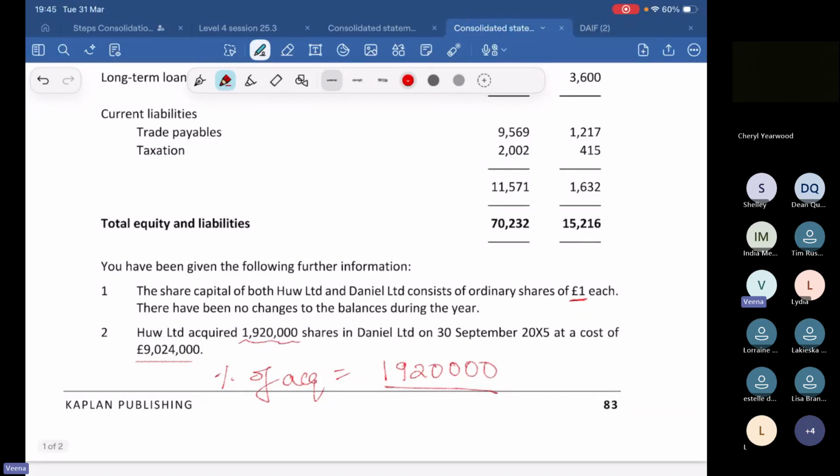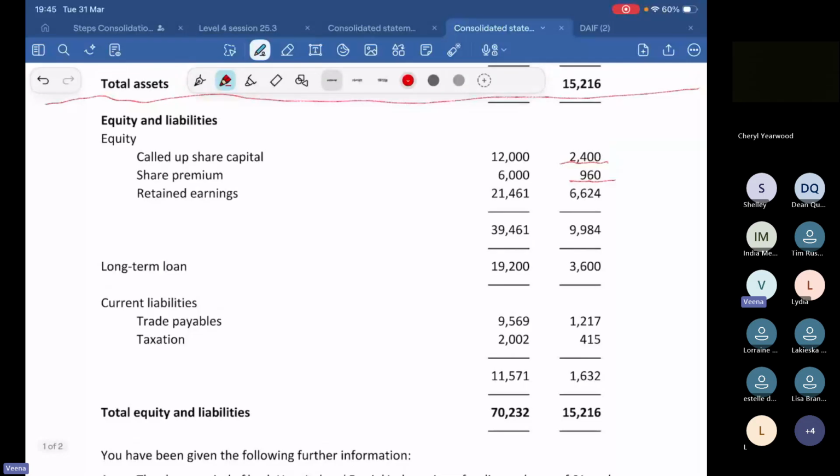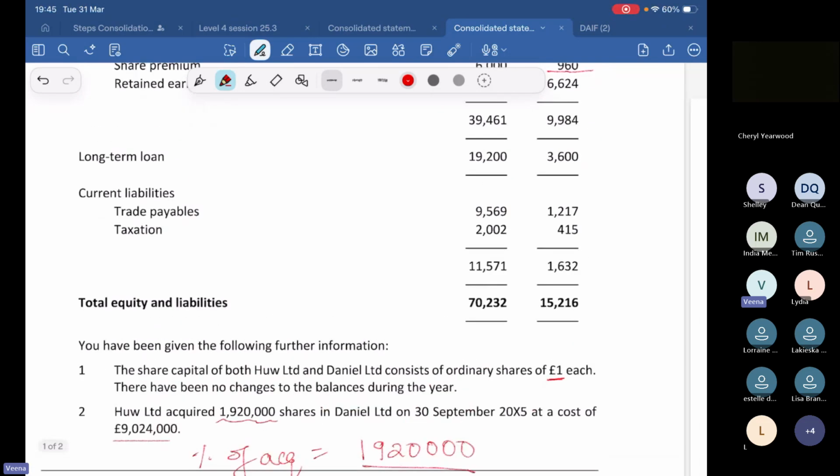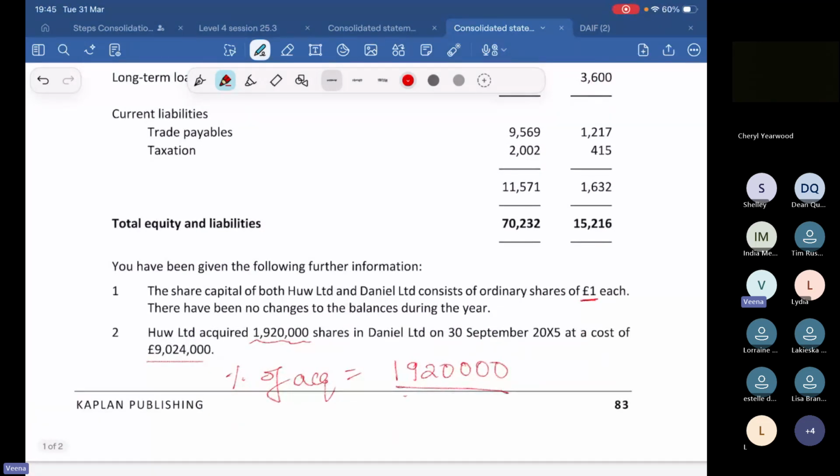It means my share capital here is what I am looking at. I'm not looking at any other information. I'm looking at the share capital of Daniel Limited. To find the percentage of acquisition, I look at only that information. So 2,400, so 1,920,000 out of 2,400,000.